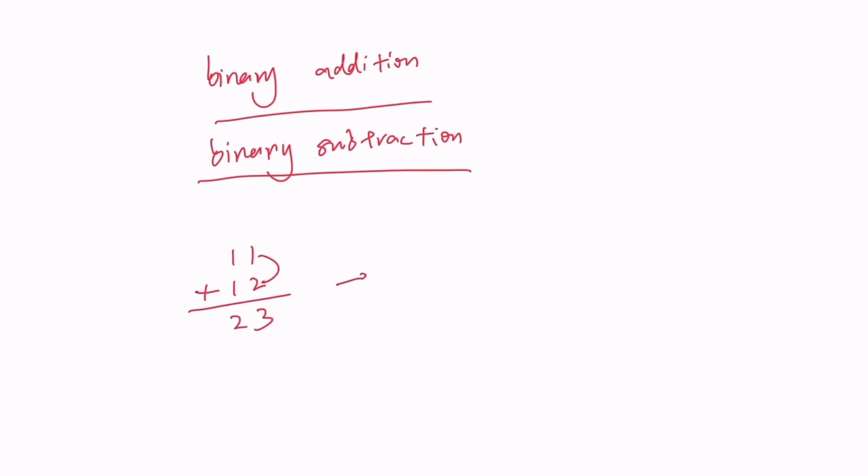Let's look at another example. Let's say 19 plus 11. That will give us 9 plus 1 is 0. We get a carry over here, and it's 1 plus 1 plus 1. That will be 3. So 19 plus 11 is 30.